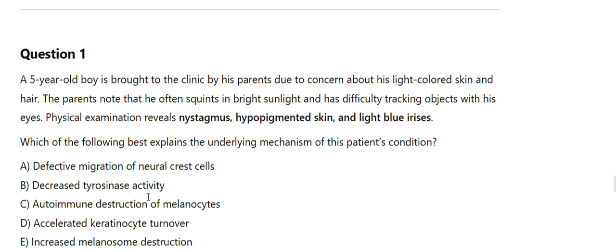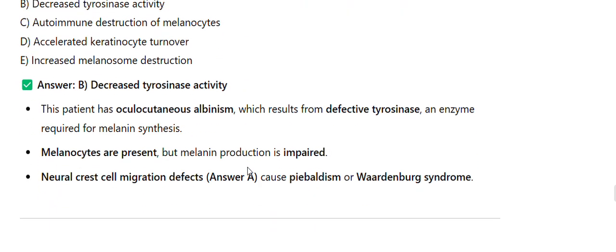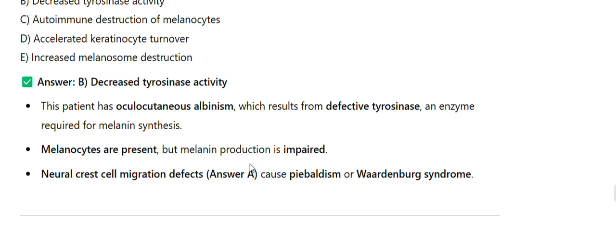Answer B. Decreased tyrosinase activity. This patient has oculocutaneous albinism, which results from defective tyrosinase, an enzyme required for melanin synthesis. Melanocytes are present, but melanin production is impaired. Neural crest cell migration defects, answer A, cause piebaldism or Waardenburg syndrome.